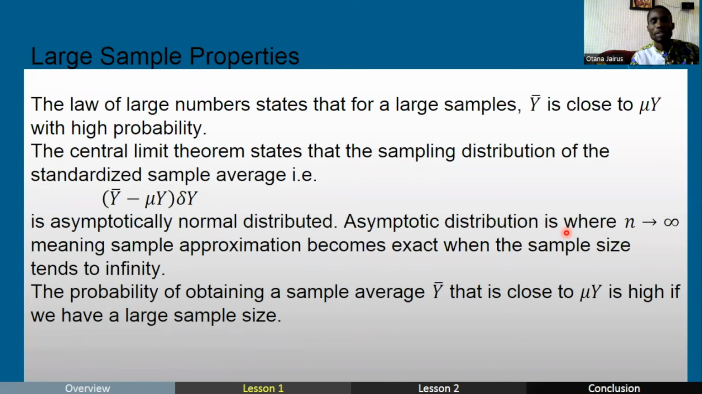It is now unbiased. Let us go ahead and look at large sample properties. We have just talked about the finite sample properties as properties of point estimates. The law of large numbers states that for a large sample, you can do more research on it, the y bar is always close to the mu of y with a high probability.